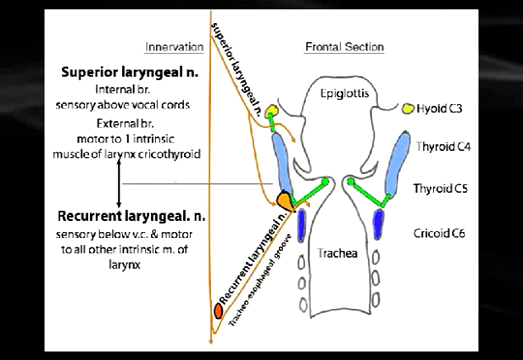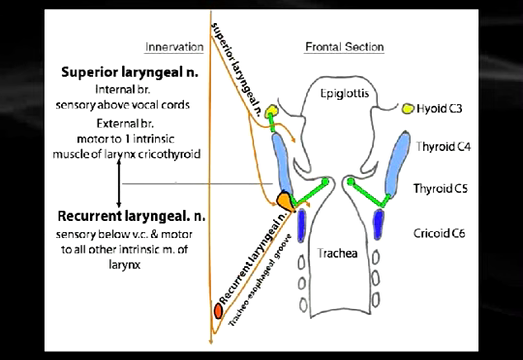Above the vocal cords, there's going to be a superior laryngeal nerve, which divides down into an internal and an external branch. The internal branch will pierce through the thyrohyoid membrane while the external branch will go to the cricothyroid muscle that will be on the external surface of the laryngeal cartilage.